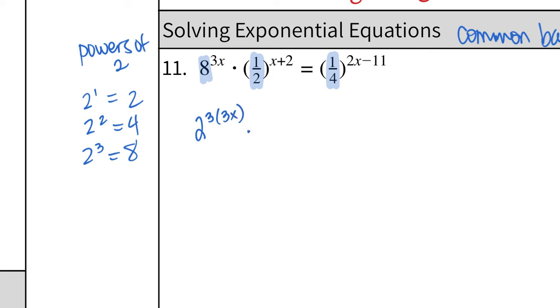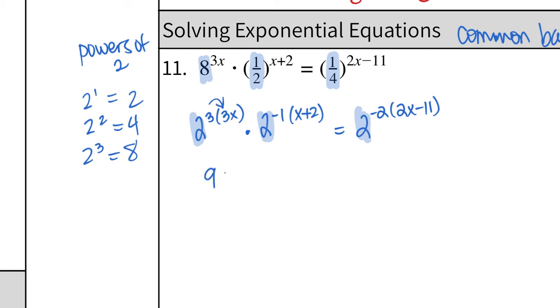Then 1/2, I'm going to write that as 2 to the negative 1 power. And then it had our x plus 2. And then last, that 1/4, we're going to write it 2 to the negative 2 power. And then 2x minus 11 was already there. So now they all have the same base of 2. So now we can use our product property here that says that when you are multiplying, you could just add up the exponents. So this would be, well, I'm going to distribute.